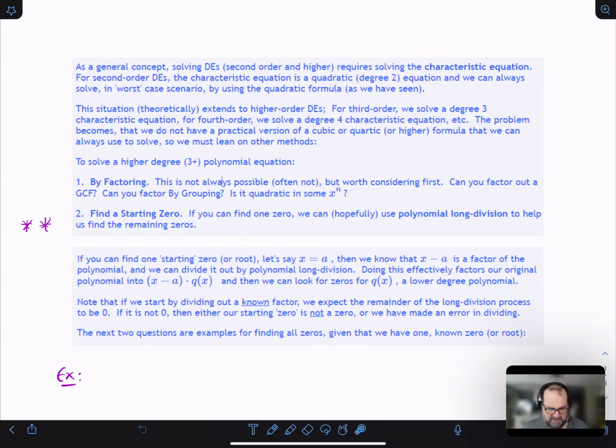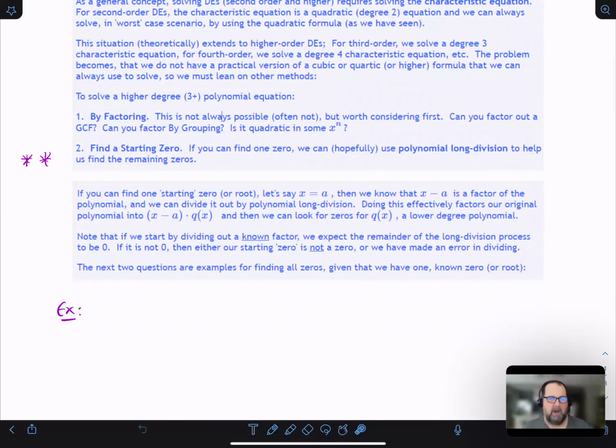The idea here is if you can find 1 zero from a polynomial equation you're trying to solve, you can divide it out and reduce the degree of the polynomial that you're trying to solve. So finding a starting zero is quite helpful. Usually this would then involve polynomial long division.